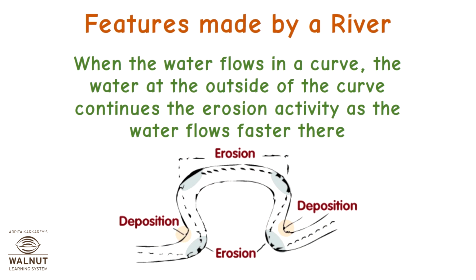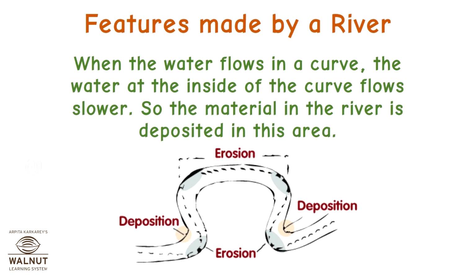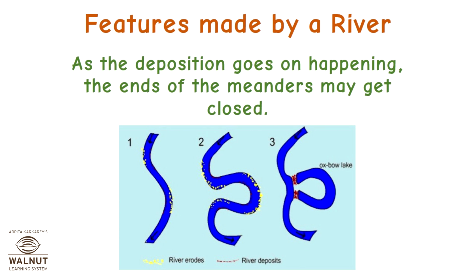When the water flows in a curve, the water at the outside of the curve continues the erosion activity as the water flows faster there. When the water flows in a curve, the water at the inside of the curve flows slower. So the material in the river is deposited in this area. As the deposition goes on happening, the ends of the meanders may get closed.